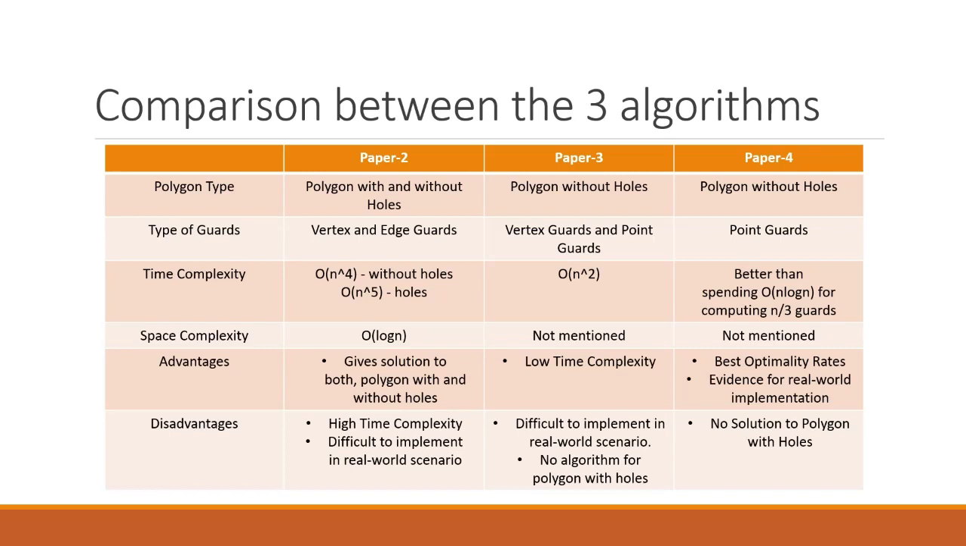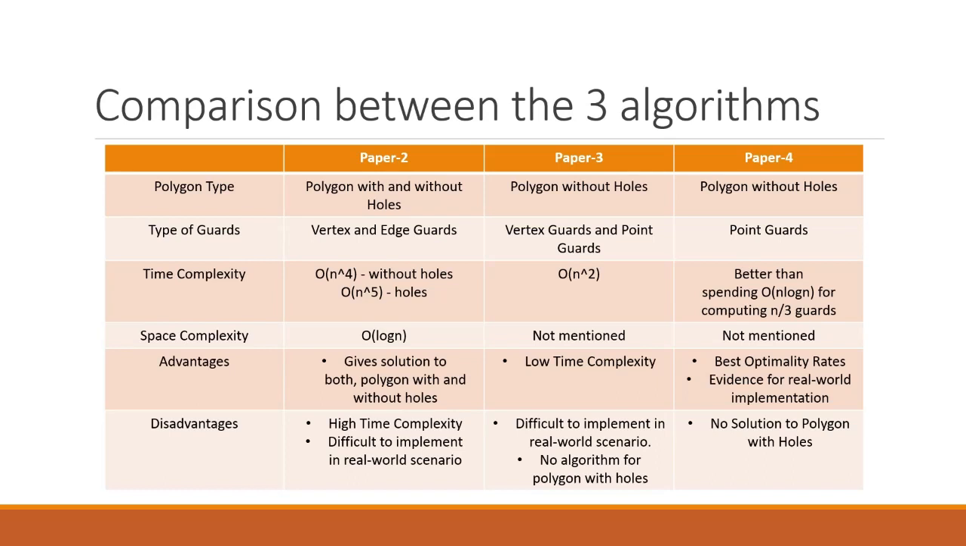The advantages of paper 2 were that it gives a solution to both polygons with and without holes, whereas paper 3 has low time complexity, and paper 4 gives the best optimality rates and evidence for real world implementation. So based on what we observed, paper 4 can really be implemented in the real world, but we are not sure if paper 2 and 3 could be implemented. So therefore the disadvantage of paper 2 is that it has high time complexity and it is difficult to implement in a real world scenario.